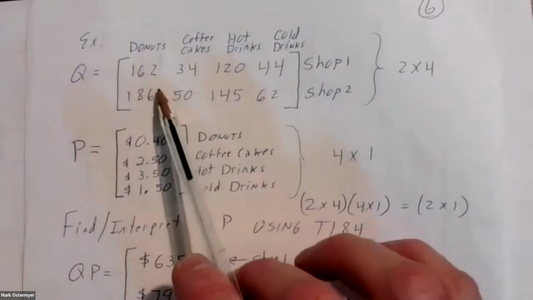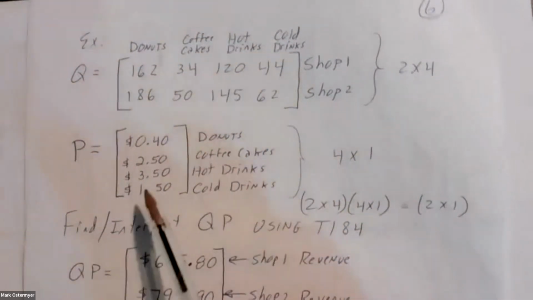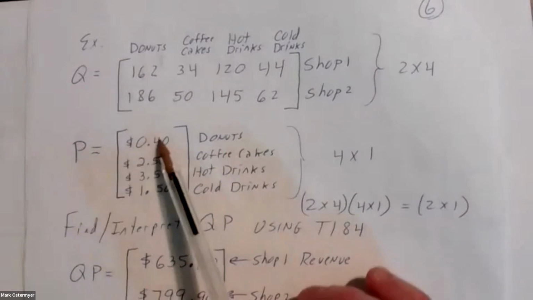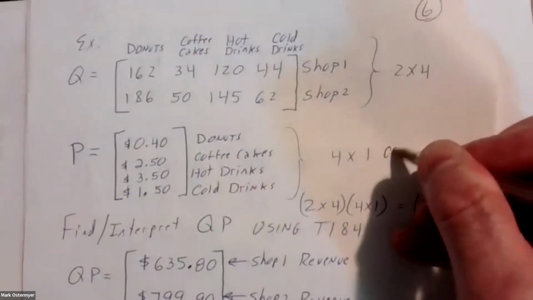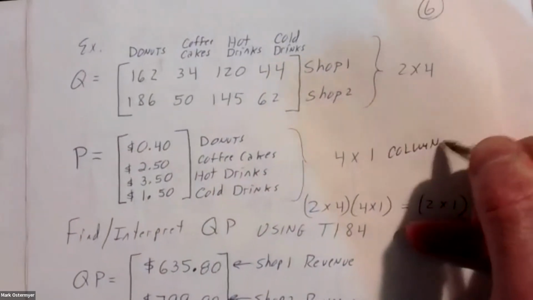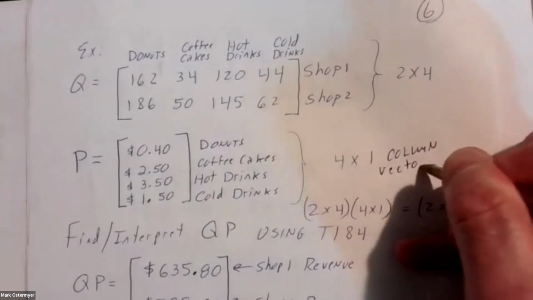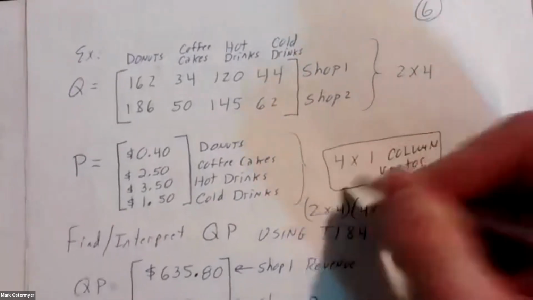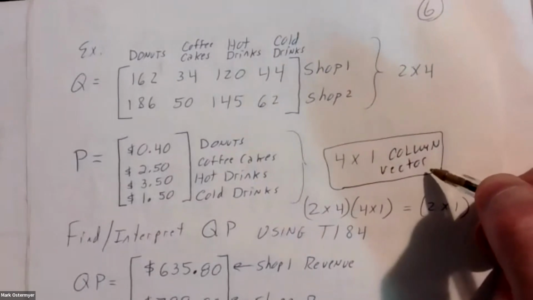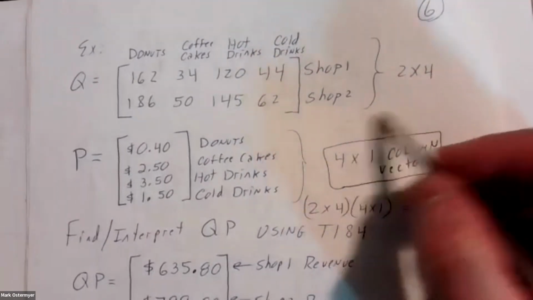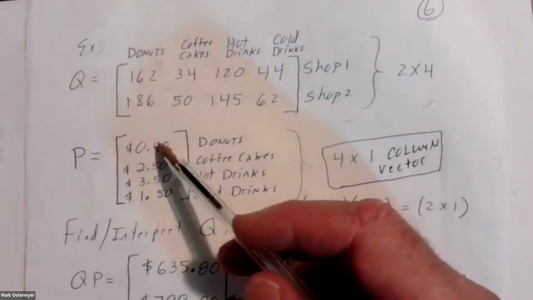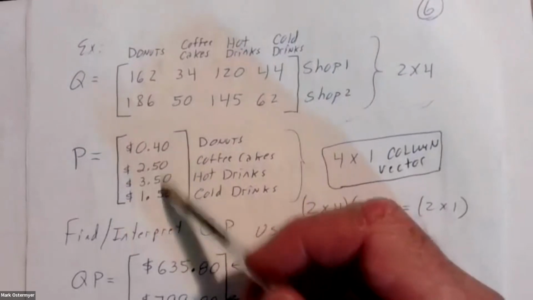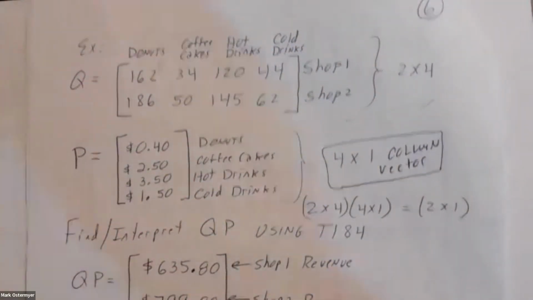So this is a 2 by what? A 2 by 4 matrix. Now, matrix P is a 4 by 1 matrix, 4 rows by 1 column. Sometimes we call this a 4 by 1 column vector. In linear algebra, you would call this a 4 by 1 column vector because it only has 1 column. If you have a matrix that only has 1 row in several columns, you would call it a row vector.